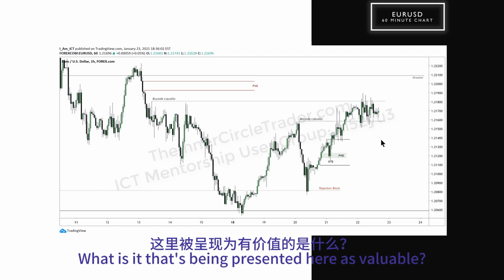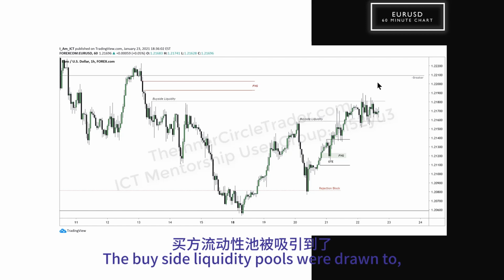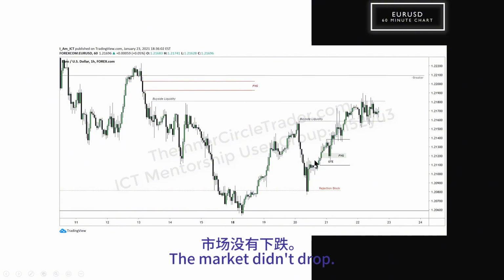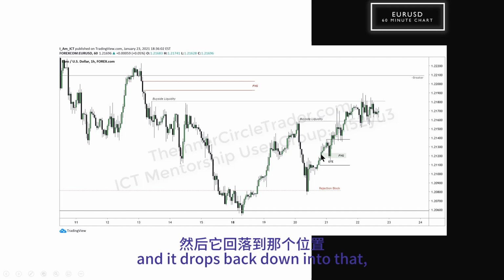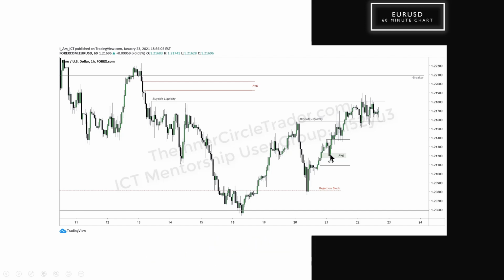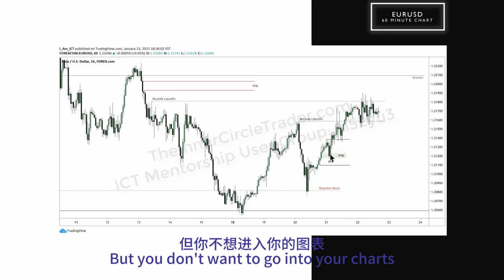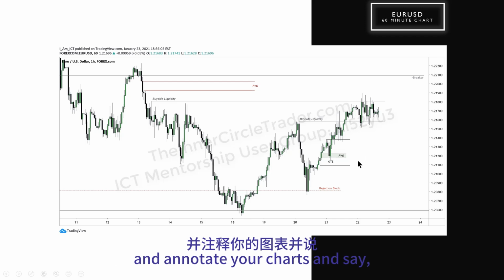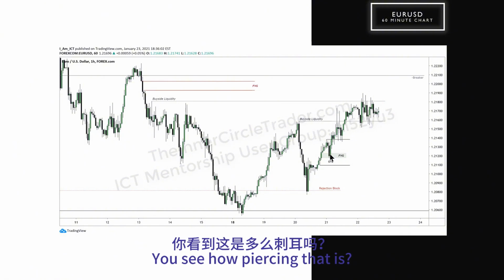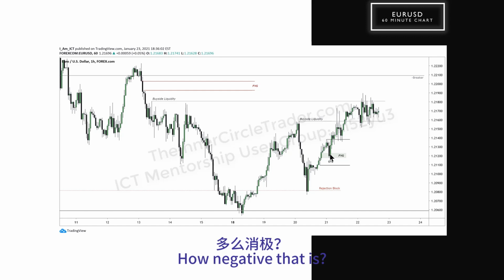What is it that's being presented here as valuable? The buy side liquidity pools were drawn to. Okay. We have a fair value gap. The market didn't drop. It went higher. So when it created this imbalance here and it drops back down into that, are you thinking at the time it was doing this that it was going to go higher? Probably not. But you don't want to go into your charts and annotate your charts and say, I missed this optimal trade entry. I'm stupid. Oh, it was obvious. Why? How did I miss that? You see how piercing that is, how negative that is.